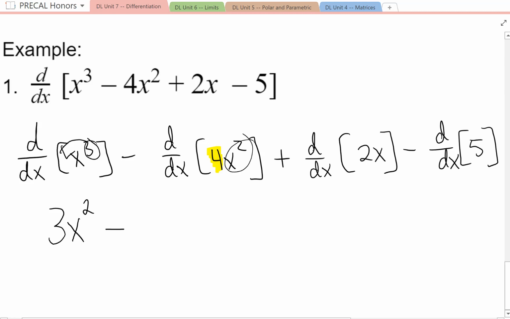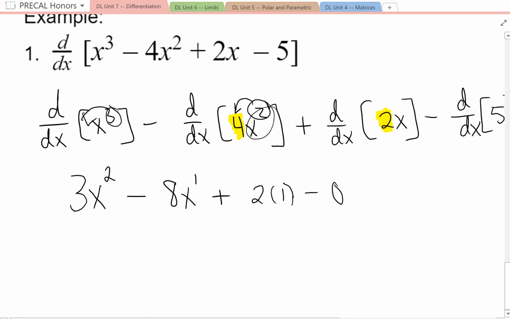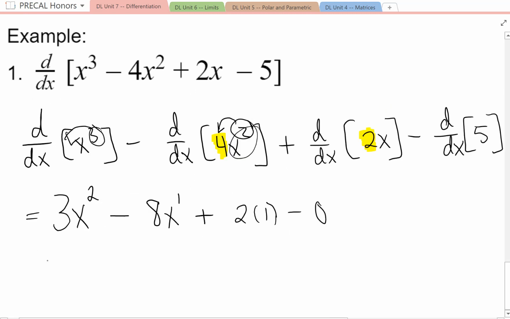We're going to practice doing it all together. So pop down, power down. 2 times 4 is 8. x to the 2 minus 1 is 1. Okay, same with this one. We have a 2 that can be taken out of the derivative. The derivative of x is just 1, so we'll just do 2 times 1. Minus the derivative of a constant is 0. So the derivative with respect to x of this polynomial ends up being 3x squared minus 8x plus 2.